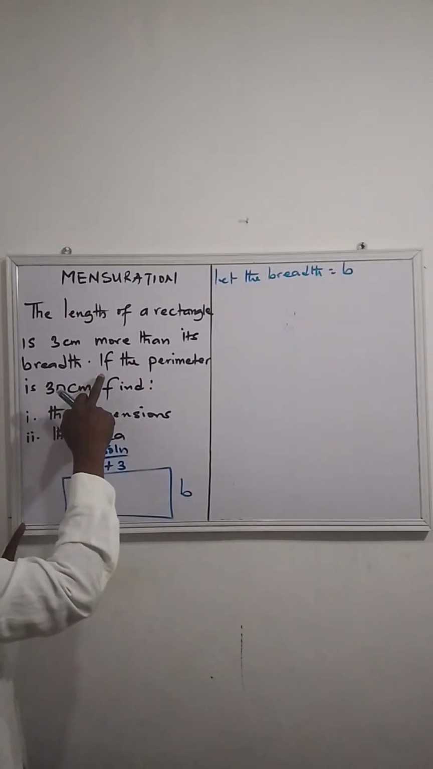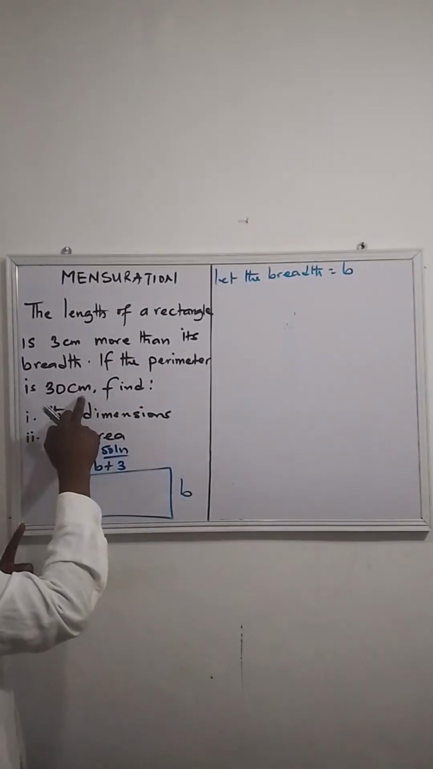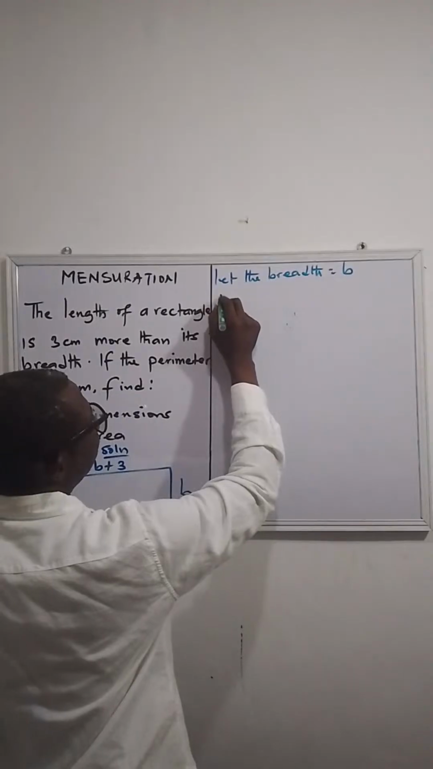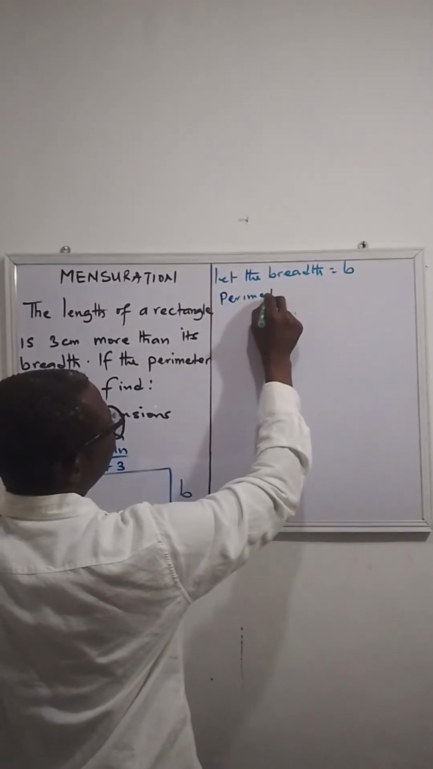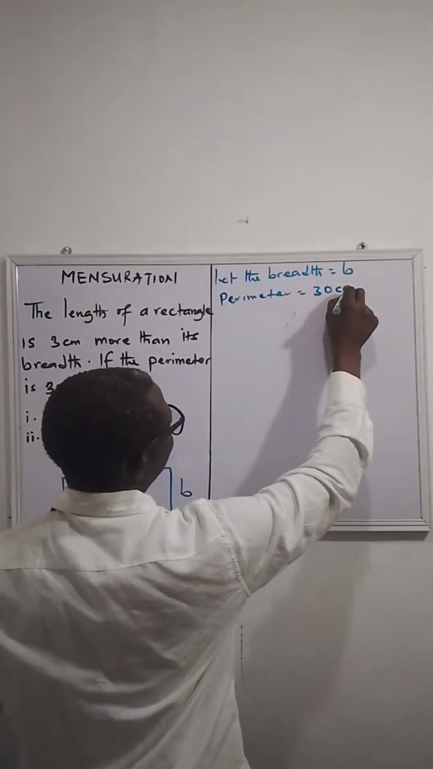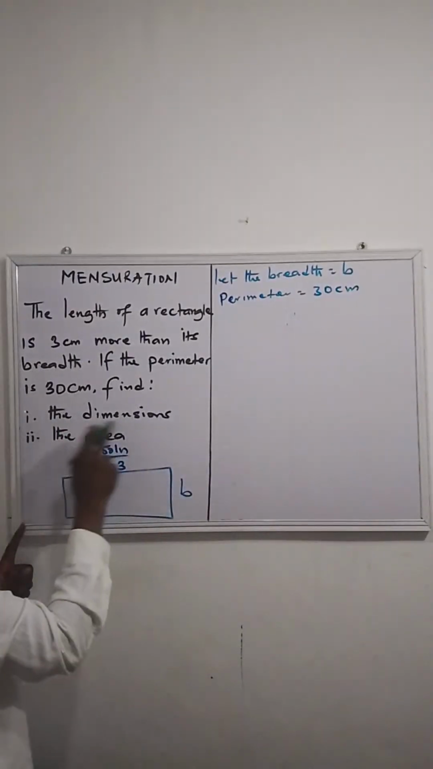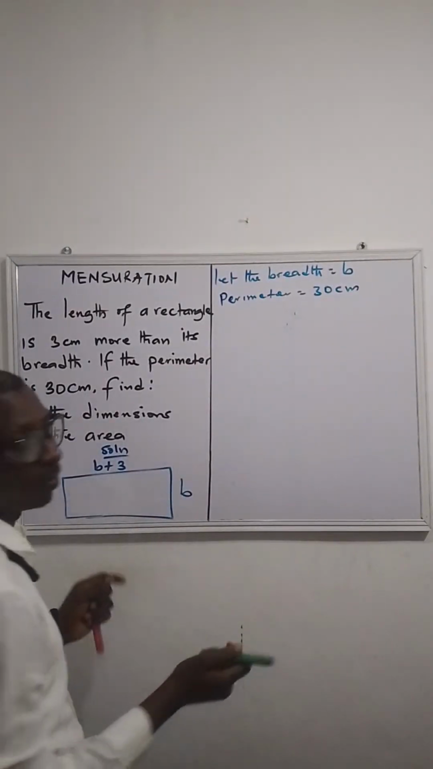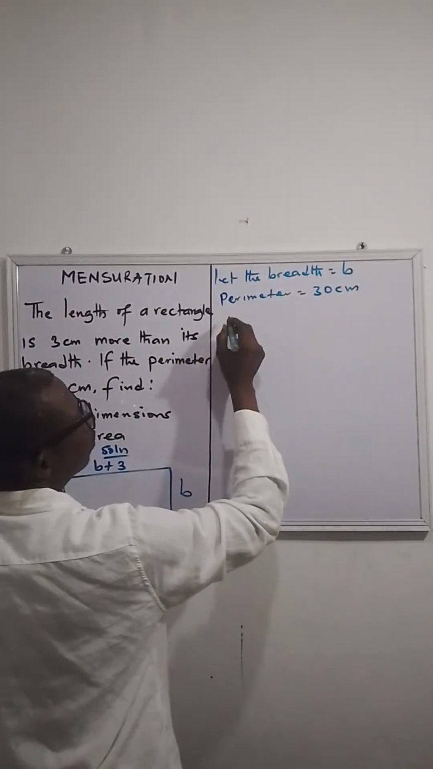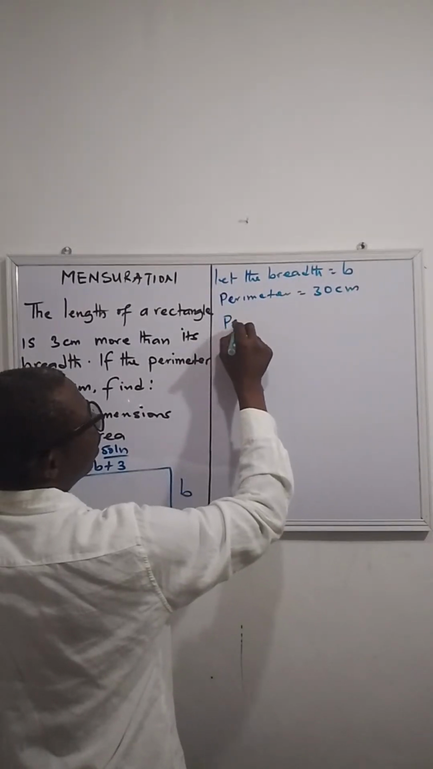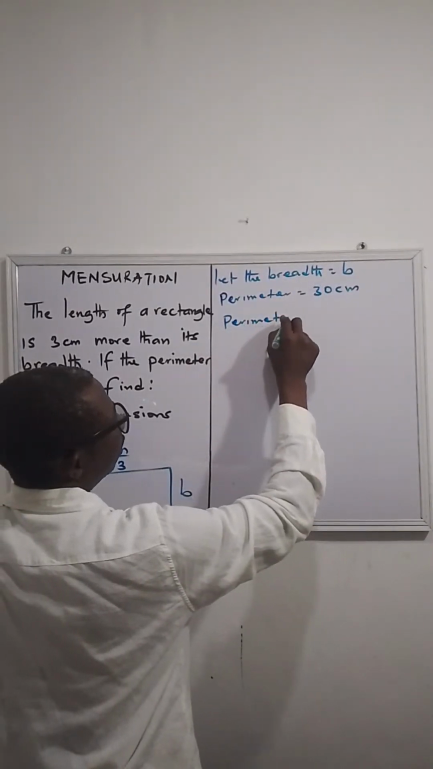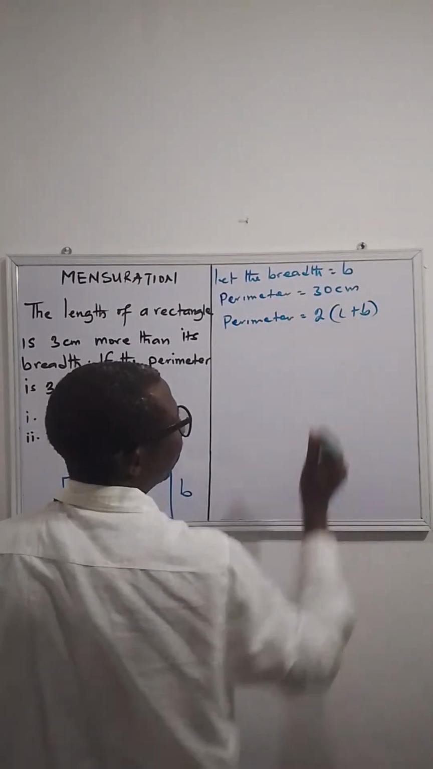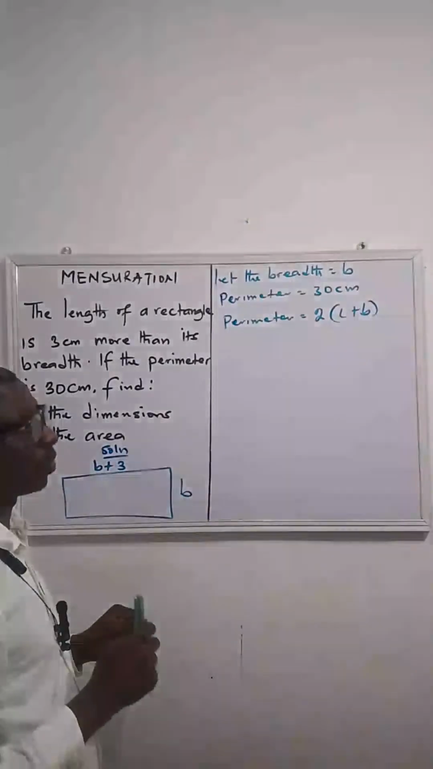Now the question says, if the perimeter is 30 centimeters, so the perimeter is 30 centimeters. Now we have to calculate the dimensions. We are going to start with the formula for finding the perimeter of a rectangle. The perimeter of a rectangle equals 2 times (L plus B), length plus breadth. We just derived that not long ago.